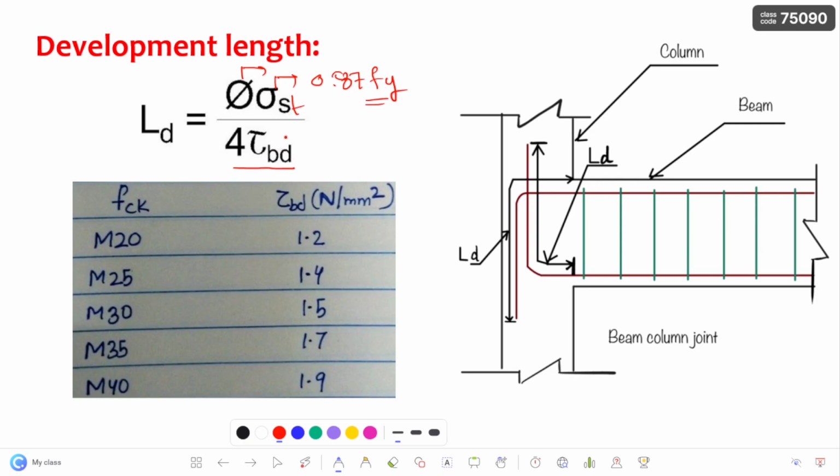And coming to tau bd, it is the bond stress developed. Here you can see the tau bd values for different grades of concrete ranging from 1.2 to 1.9, for grades from M20 to M40, as given below. I will tell you a rough idea, a trick to remember these values so that you can solve the questions in exams. The variation of this tau bd is from 1.2 to 2.0 roughly. Here it is 1.2 to 1.9, but if you remember it roughly as 1.2 to 2.0, with a variation of 0.2 from one grade to the next, like 1.2, 1.4, 1.6, 1.8, 2.0, it is easy to remember.